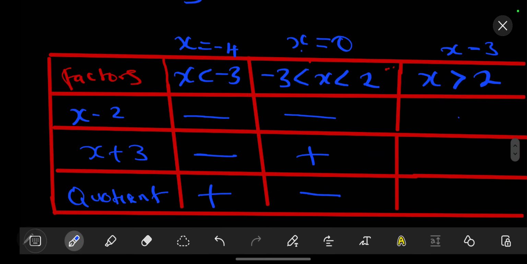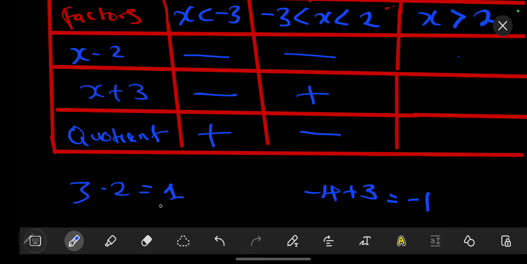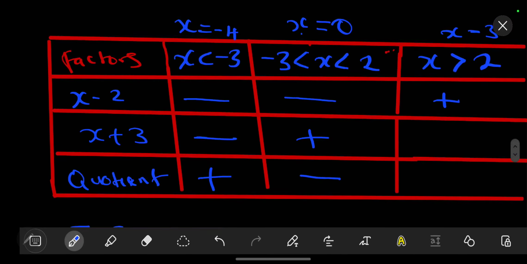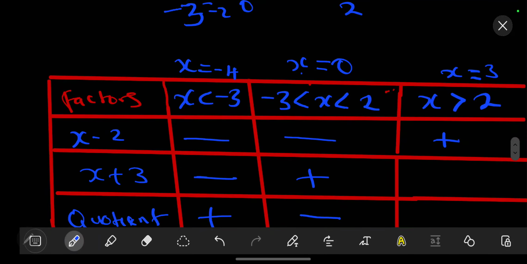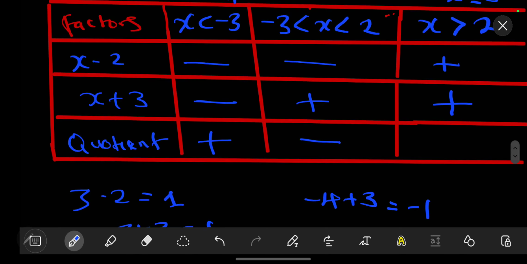Then if our x is equal to 3, we are going to have 3 minus 2, which will give us a 1. 1 is positive, so we are going to put positive here. Then if we put our 3 here, it will be 3 plus 3, which is equal to 6, which is positive. So we just put the sign positive there. If we divide positive by positive, it will give us a positive value.